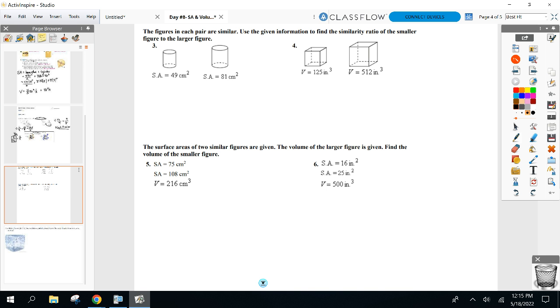Each pair is similar. If I tell you the given info, what's the similarity ratio? So again, when I ask for similarity ratio, I'm asking for that ratio of S1 over S2 somehow. All right, find me what S1 over S2 is. So look at the two cylinders. What are you given there with the two cylinders? I'm giving you the surface areas, but I need the similarity ratio.